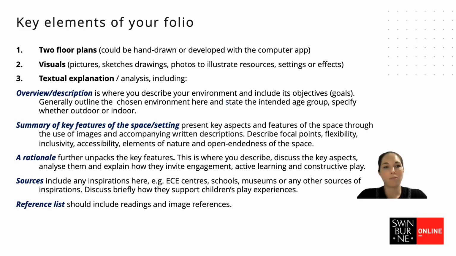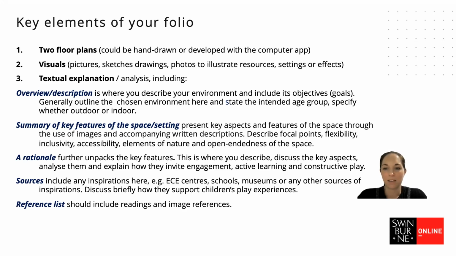The second key element of your folio is visuals, such as pictures, sketches, drawings, and photos to illustrate your resources, settings, or effects. Part 3 is a textual explanation and analysis. You will include an overview and a description, where you describe your environment and include its goals. You will need to outline the environment and state the intended age group. Please make sure you're stating in each of your plans what the age group is and whether it's indoor or outdoor. Then you will give a summary of key features of the space and setting.